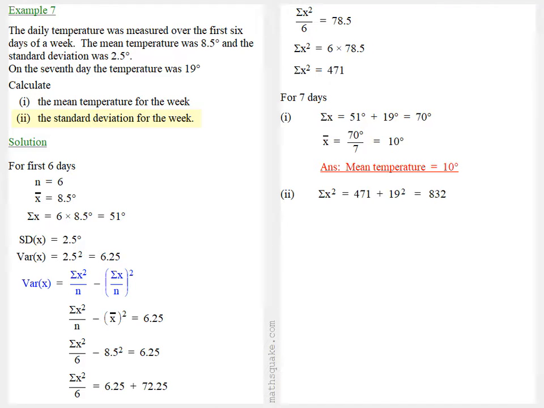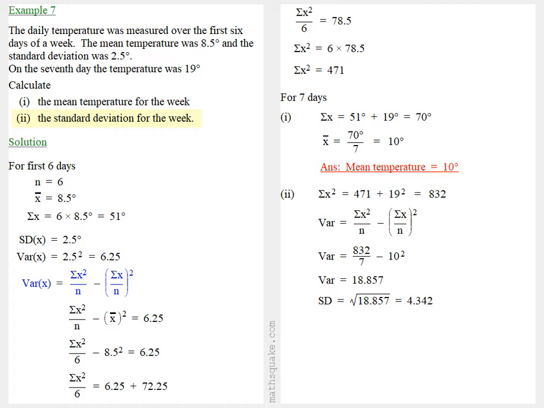Now the sum of the x squareds is the sum of the x squareds for the first 6 days plus 19 squared, which is the temperature for the 7th day, which altogether adds to make 832. Now if we substitute the numbers into the formula for the variance, we have the variance is equal to 832 over 7 minus 10 squared, and that works out to be 18.857. So the standard deviation is the square root of that, which is 4.342, and so the standard deviation is 4.34 degrees.